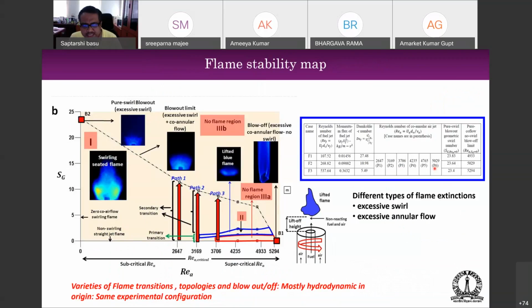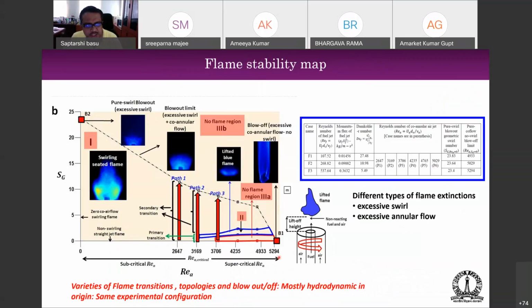Can we use this now in the hydrodynamics in the case of a flame topology? Because you can argue these are all hydrodynamic transitions, which is nice and good. But what about when you actually have a flame which is sitting on this zone? Because that is what you want.